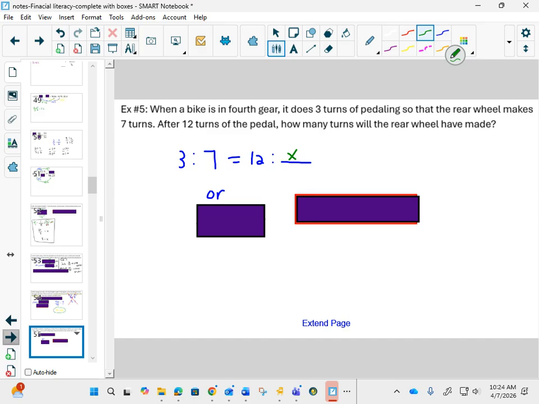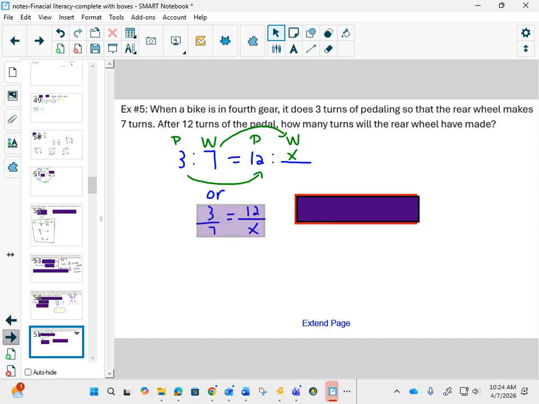sometimes in your ratios, I think it's not bad to label them: pedal, wheel. If you're gonna make a ratio equal to another ratio, you have to make sure that order is the same. So my pedals to the wheel, okay? Can you see what you multiplied to go from here to here? Times by 4. So if you do the same thing here, times by 4, you are going to get 28 turns.